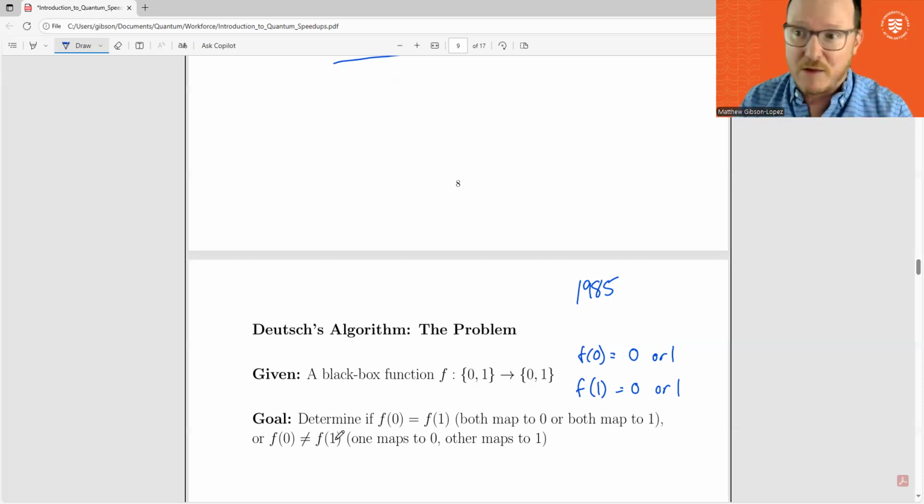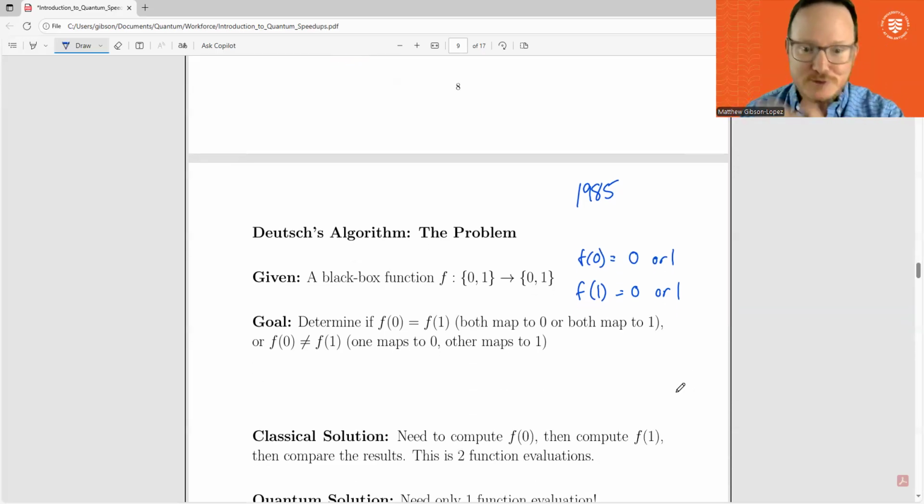I'm trying to solve a problem where I figure out if the function inputs agree on their answer or if they disagree on their answer. I don't care if they're both 0 or both 1. If they both get mapped to 0, or they both get mapped to 1, I'm going to treat that as the same. I just want to know, do they agree?